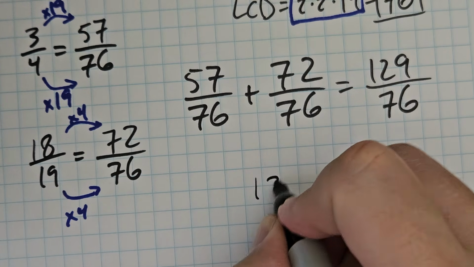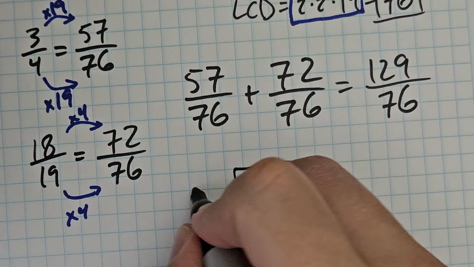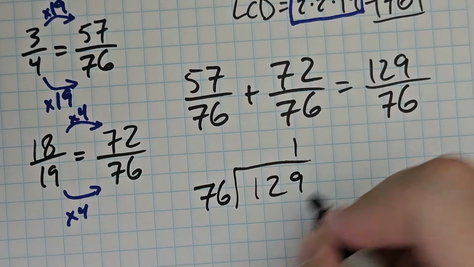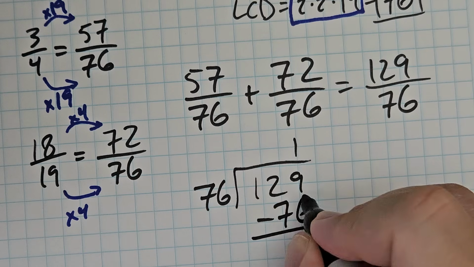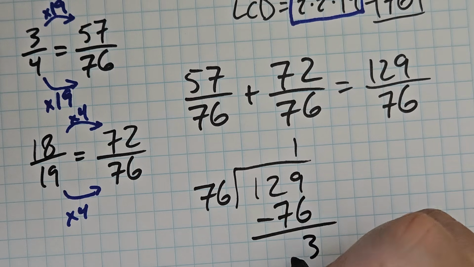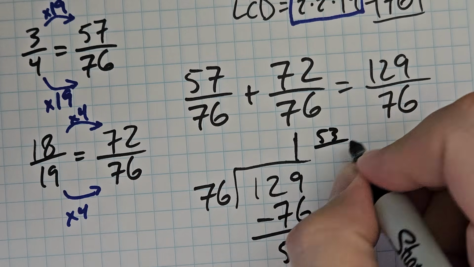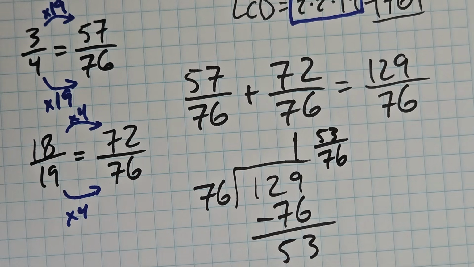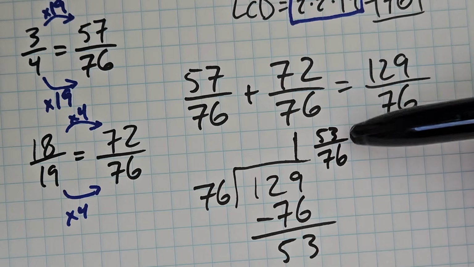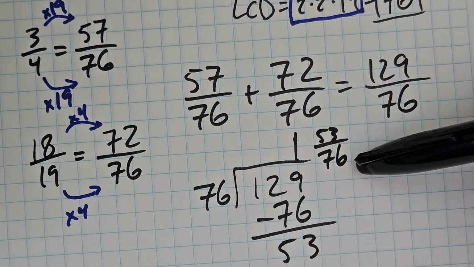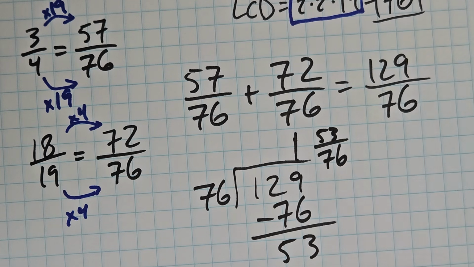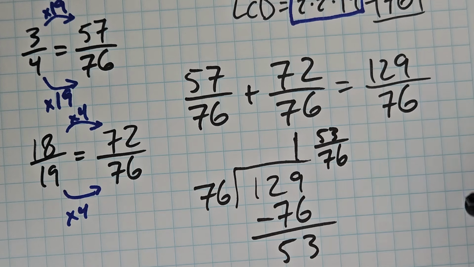We're going to divide 129 divided by 76. That's going to go in one whole time. 129 minus 76: 9 minus 6 is 3, 12 minus 7 is 5. The remainder is 53. The remainder goes in the numerator. The denominator is 76. I do need to reduce this fraction if possible, but 53 is prime, so that means this fraction is not going to reduce by anything other than 53, and 76 is not a multiple of 53, so this one does not reduce.